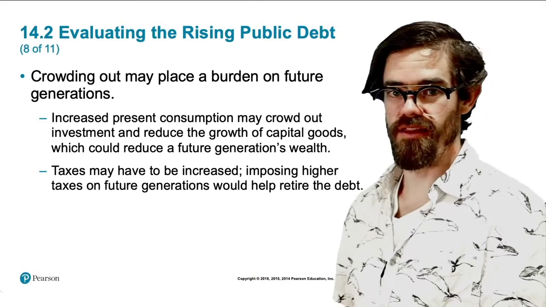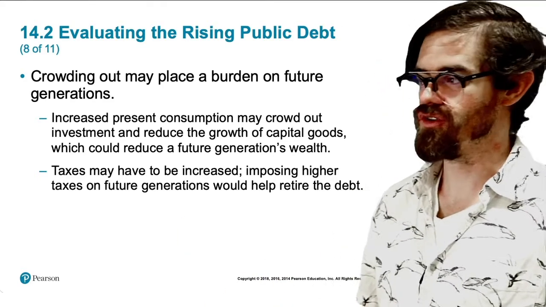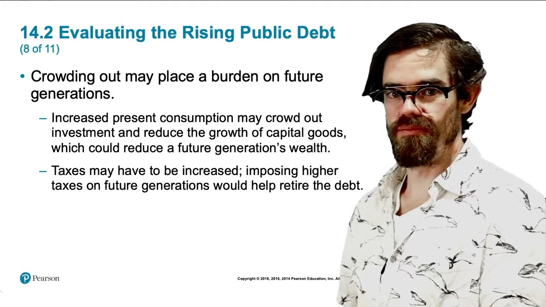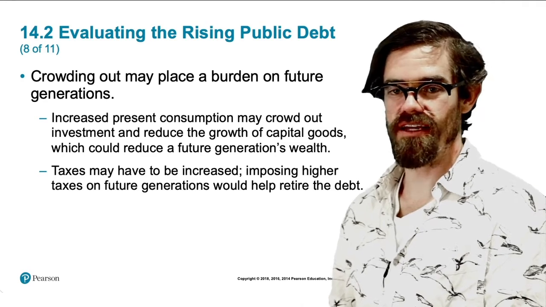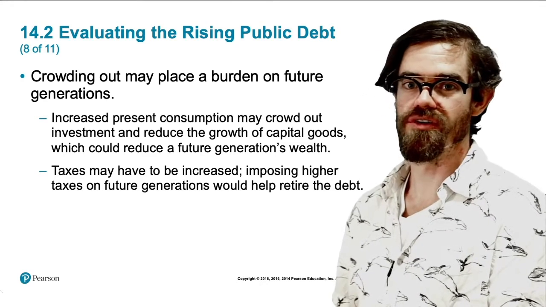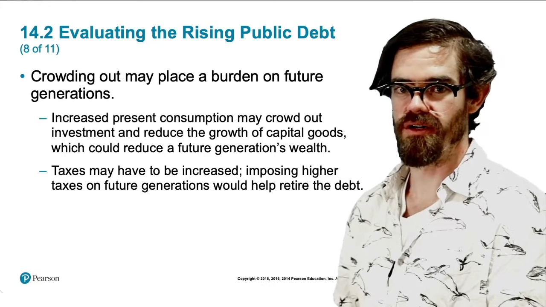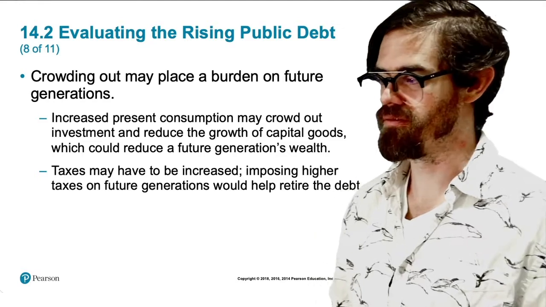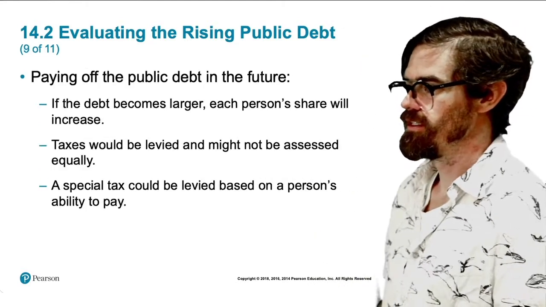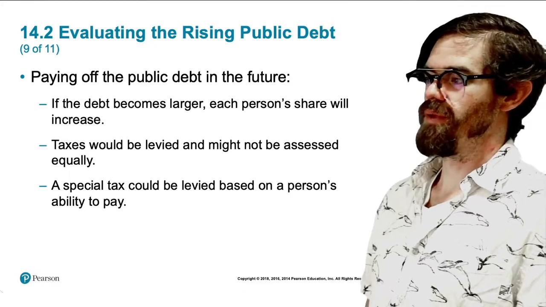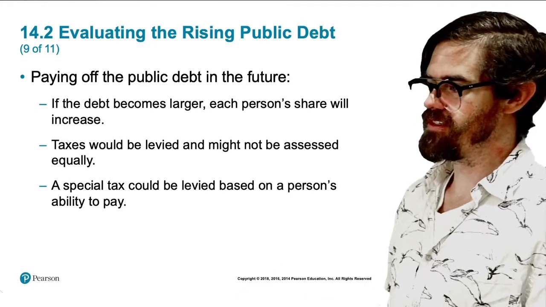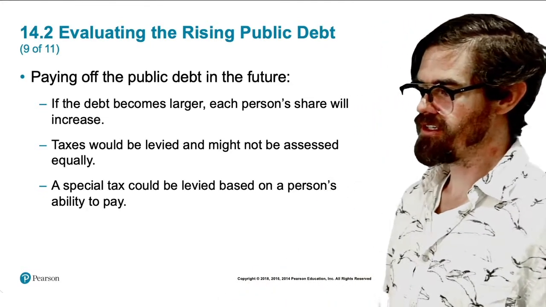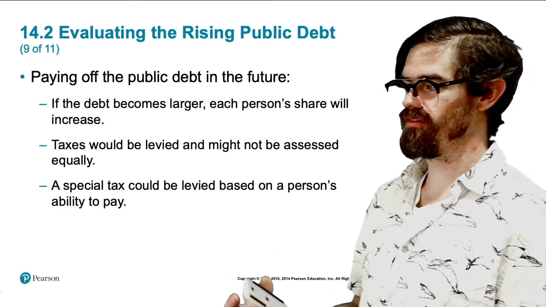So that's another way that this increase in debt can hurt future generations, is by increasing the debt in the future. The other way, other than paying it in taxes, is to devalue our currency. That's a monetary policy issue, but that still hurts future generations in the form of higher prices, inflation, and we'll see that in the next chapter. All right, so in terms of paying off the public debt in the future, if the debt becomes larger, each person's share, right, per capita debt increases, and so taxes would have to be levied.